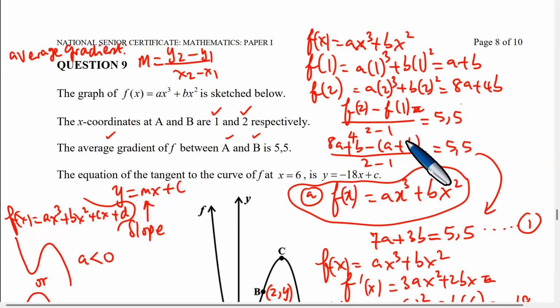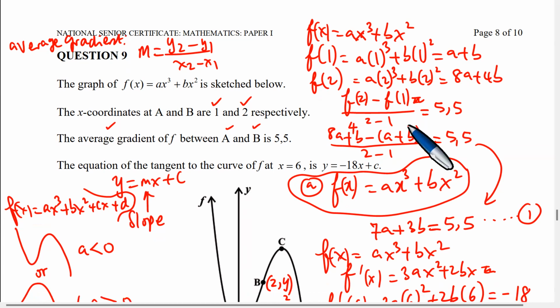So what is f of 2? f of 2 is therefore 8a plus 4b, and f of 1 is a plus b, divided by this, which is 5,5. Okay, so we use the average gradient because they told us the average gradient between a and b is 5,5. So we found the average gradient and we equated it to 5,5.